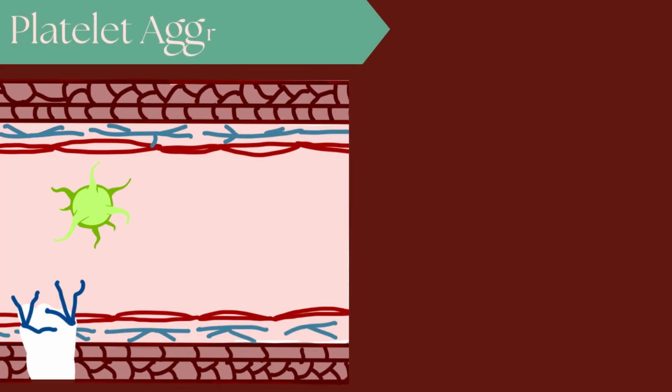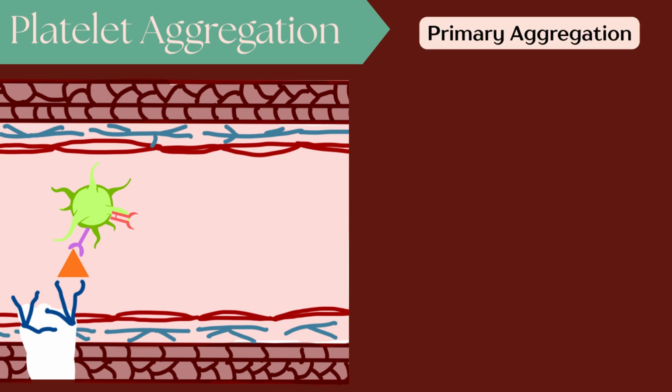The last part to creating your platelet plug is the aggregation of platelets. So we have the adhesion of the platelet and we have the degranulation of the platelet. Now we want to start bringing in more platelets and start aggregating together to form this band-aid over that wound. This process is going to happen in two different phases. You have your primary aggregation and your secondary aggregation.